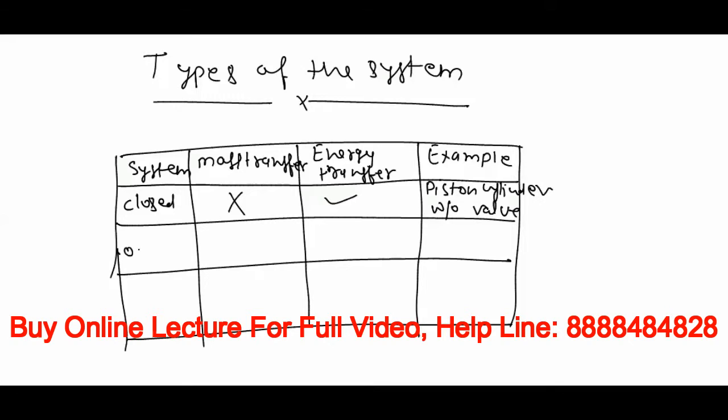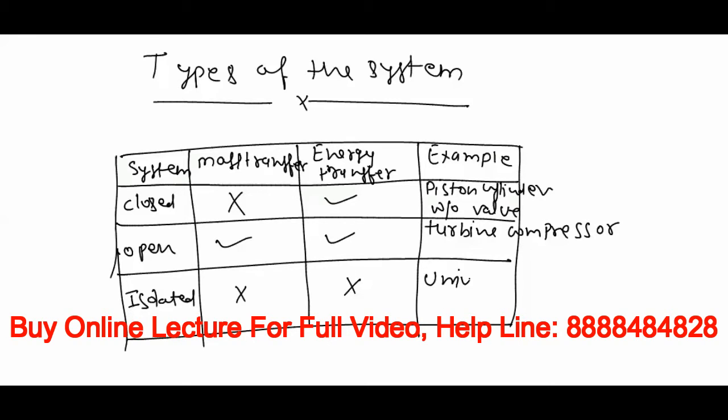Again, the open system. Your open system is the system in which mass can be transferred as well as energy can be transferred. Examples: turbine, compressor, and most of the practical applications or practical systems are examples of open system. And then the isolated system: no mass transfer is possible, no energy transfer is possible, and its example is the universe.